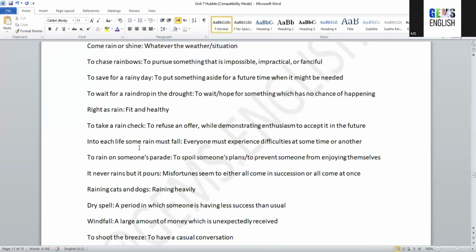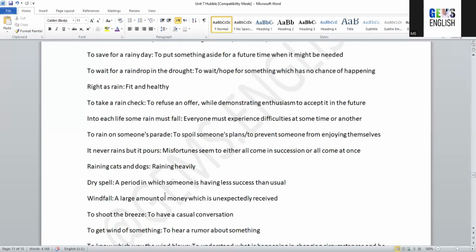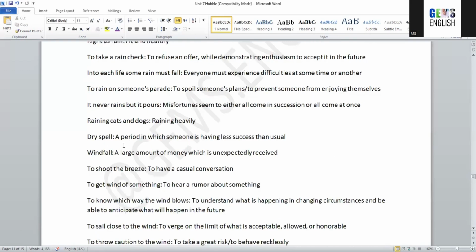Into each life, some rain must fall: everyone must experience difficulties at some time or another. To rain on someone's parade: to spoil someone's plans, to prevent someone from enjoying themselves. It never rains, but it pours: misfortunes seem to either all come in succession or all come at once. Raining cats and dogs: raining heavily. Dry spell: a period in which someone is having less success than usual. Windfall: a large amount of money which is unexpectedly received.